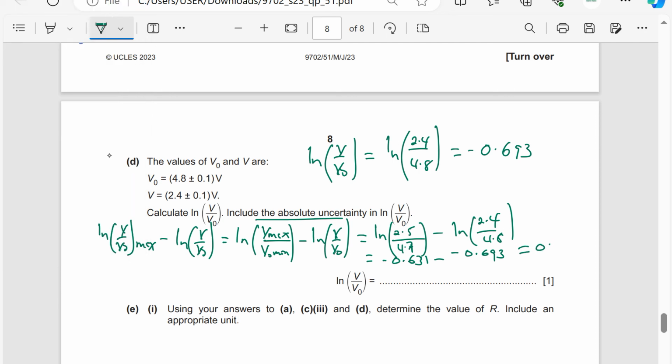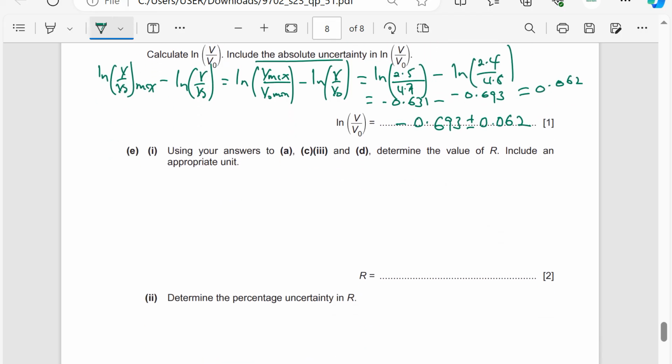0.062. So plus or minus. Remember, we just want the difference. So the answer here is going to be negative 0.693 plus or minus 0.062. So this is going to be the answer here.